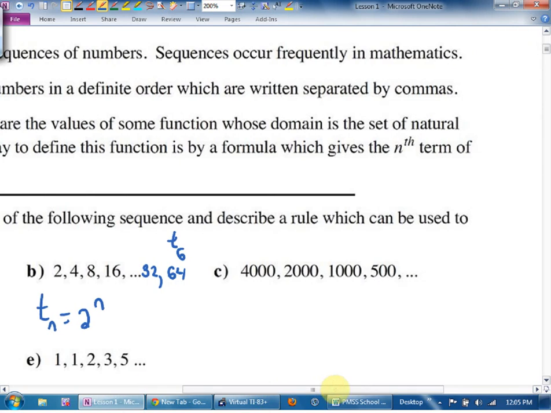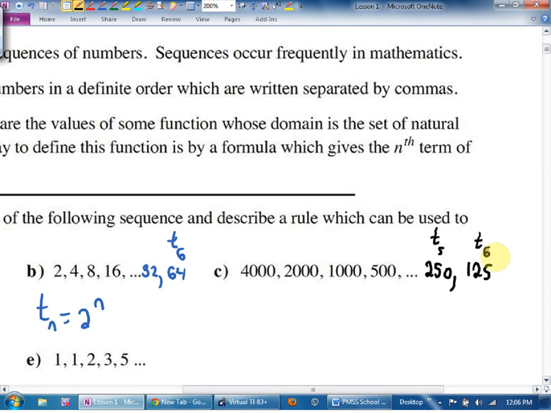What about C? What's the next term? 250. What's the next term? 125. Okay. This is term 1, term 2, term 3, term 4. Here's term 5. Here's term 6.